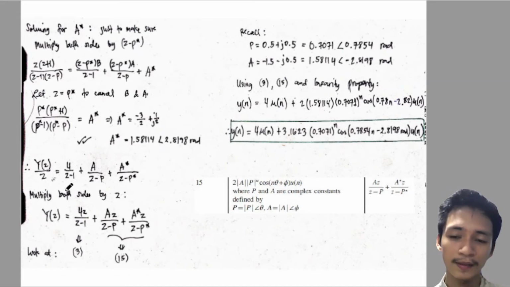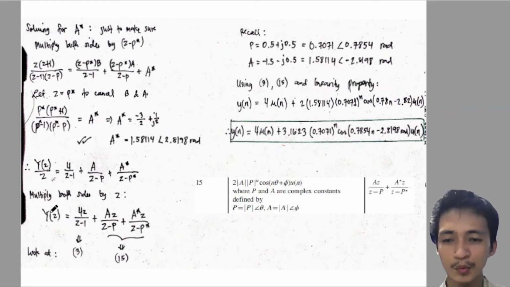So if we multiply both sides by z, we get Y of z equals 4z over (z minus 1) plus Az over (z minus p) plus A conjugate z over (z minus p conjugate). Notice that I just put the variable because it's very long to put the whole value of these variables, but it will serve its purpose. For this one, just look at table number 3, and for this one, just look at table number 15, which I include for this slide.